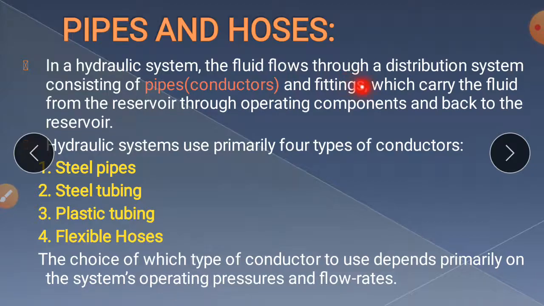In a hydraulic system, the fluid flows through the distributing system consisting of pipes, which we can also call conductors, and fittings, which carry the fluid from the reservoir through the operating components and back to the reservoir. The hydraulic system uses primarily four types of conductor: steel pipes, steel tubing, plastic tubing, and flexible hoses. The choice of which type of conductor to use depends primarily on the system operating pressure and flow rates. Majorly flexible hoses have a lot of applications.